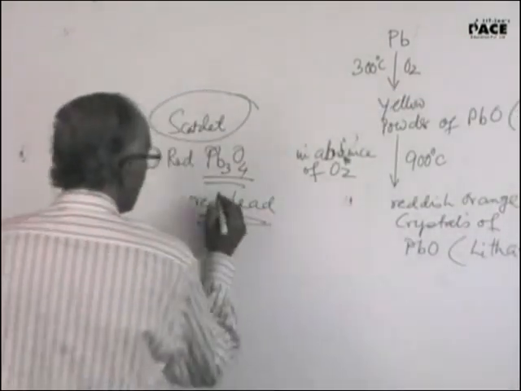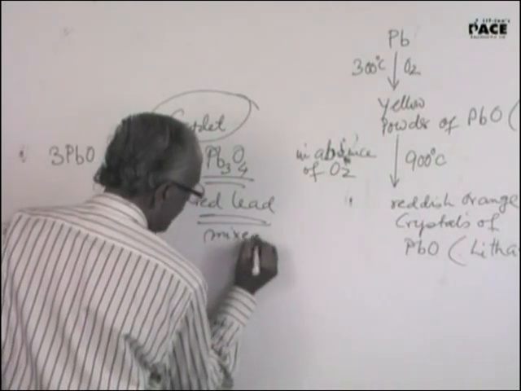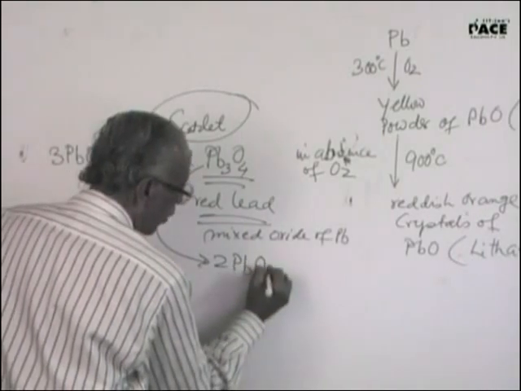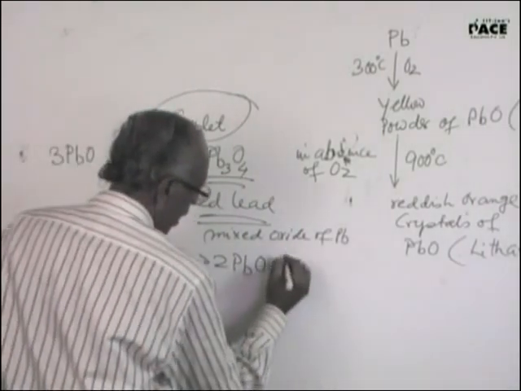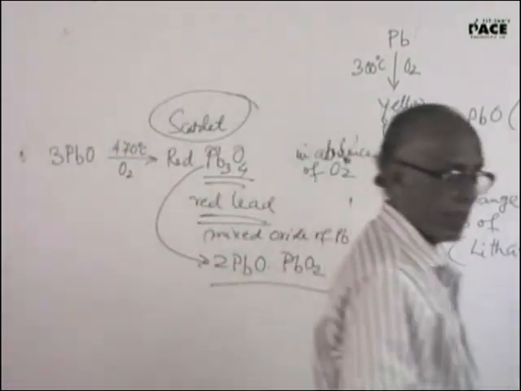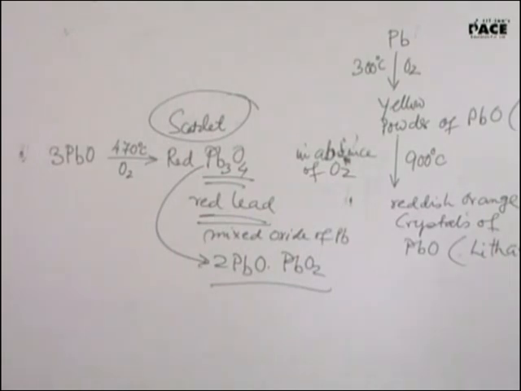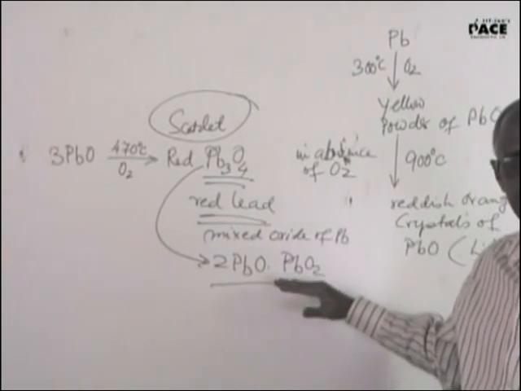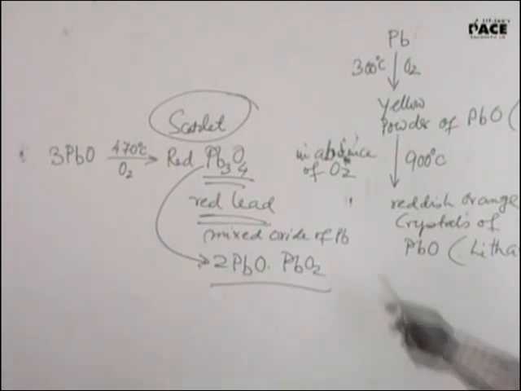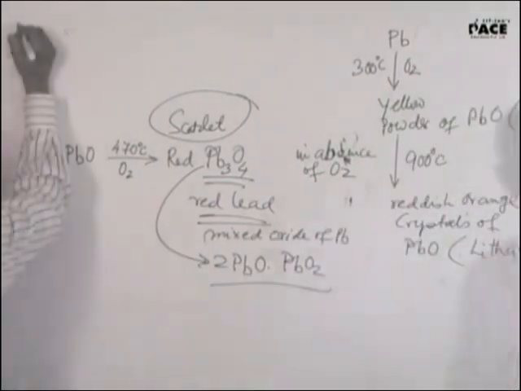Red lead is a mixed oxide. It contains 2 moles of PbO and 1 mole of PbO2. If you add up, you will get Pb3O4. Check yourself. Since it contains lead dioxide, any reaction which lead dioxide will give, red lead will give the same reaction, because red lead contains lead dioxide.